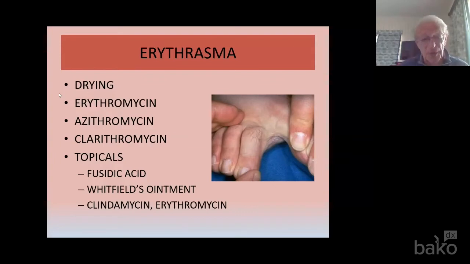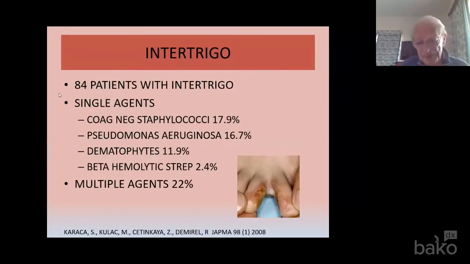So there are a number of oral antibiotics and topical antibiotics listed here. You could use some old-time remedies like Whitfield's ointment, or topical or oral clindamycin or erythromycin for erythrasma. But the key, of course, is getting appropriate culturing and making an appropriate diagnosis so that you know it's erythrasma. So in the diabetic patient, in the obese patient, in the African American, think of erythrasma.